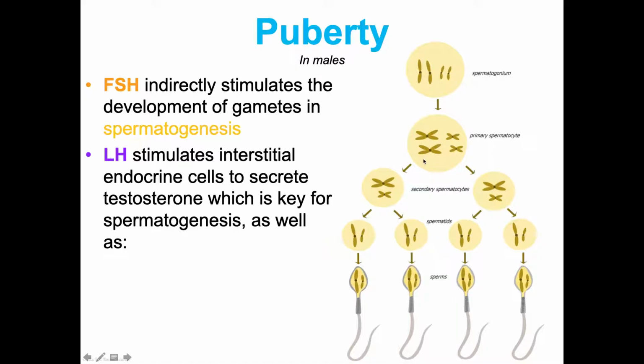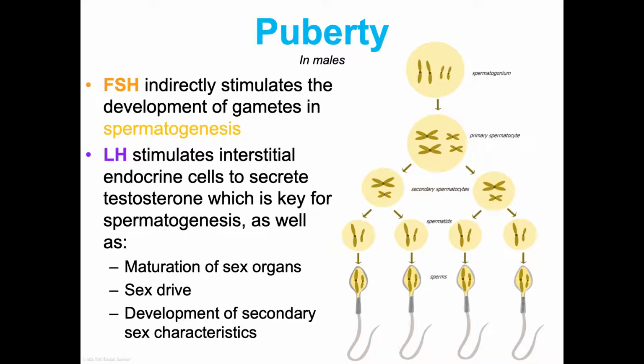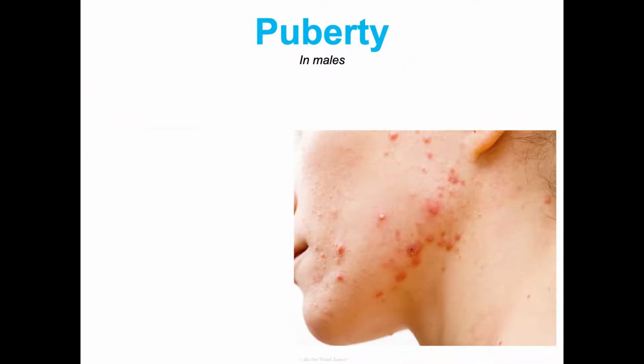That luteinizing hormone stimulates interstitial endocrine cells to secrete testosterone, and then that's going to be key for spermatogenesis and getting it all going. But it's also important for the maturation of male sex organs, for their sex drive, and then the development of secondary sex characteristics, which we see really apparent in puberty.